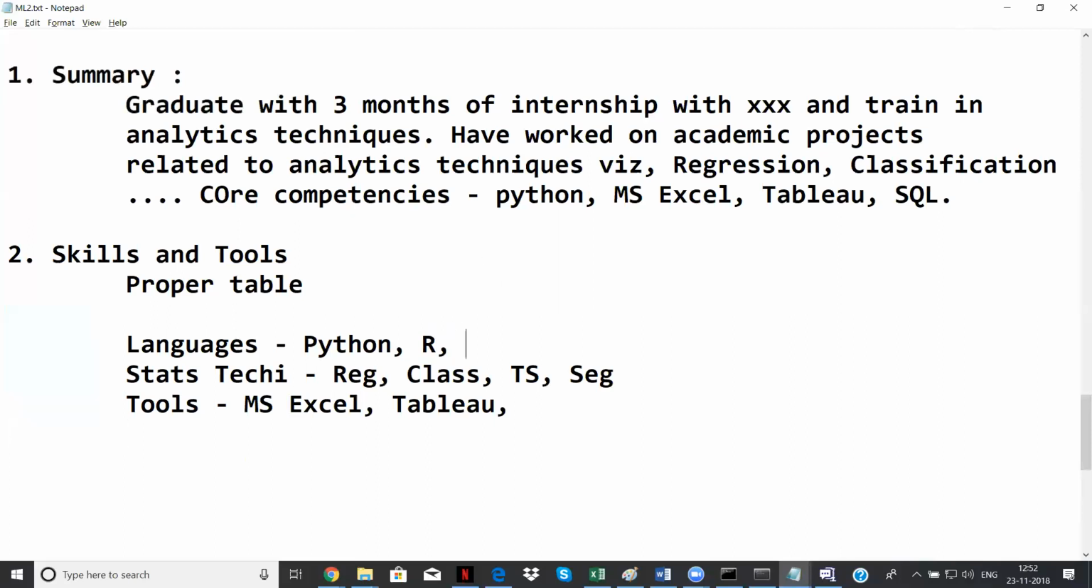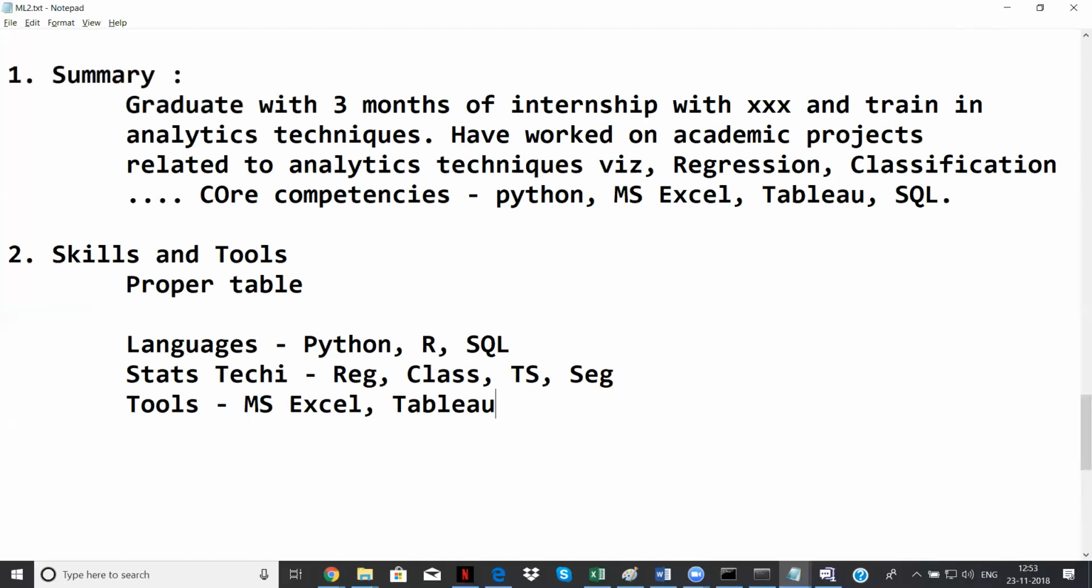This is one thing which every one of you is obsessed with, right? Tableau. If you're working on R, don't write RStudio and all these things. Leave it. Tools: MS Excel, Tableau. That's more than enough, right? You don't have to say that you have used certain GUIs. That doesn't make any sense. These two, however, make sense here. Clear? If you have researched any other tool apart from these two, please mention it.